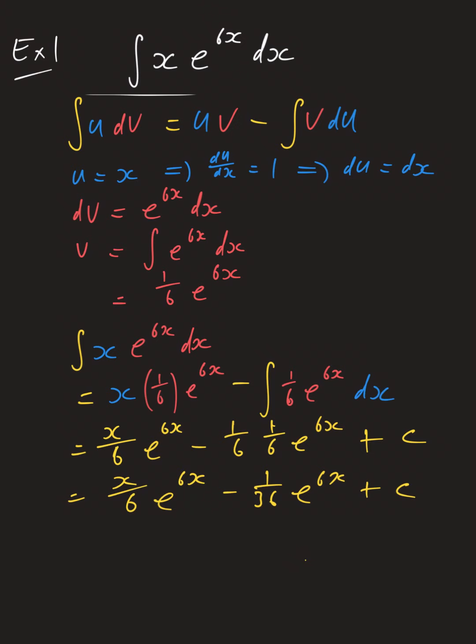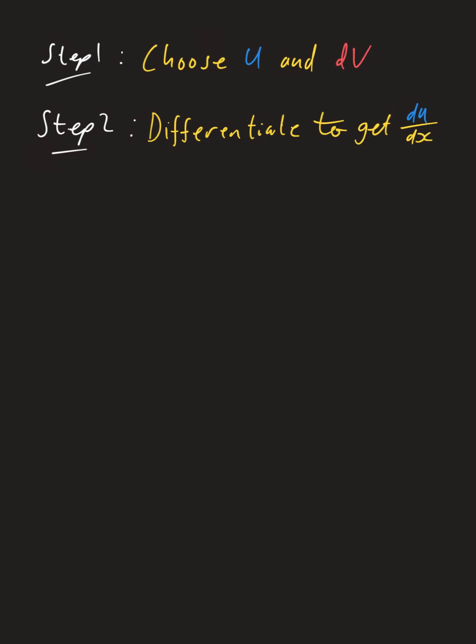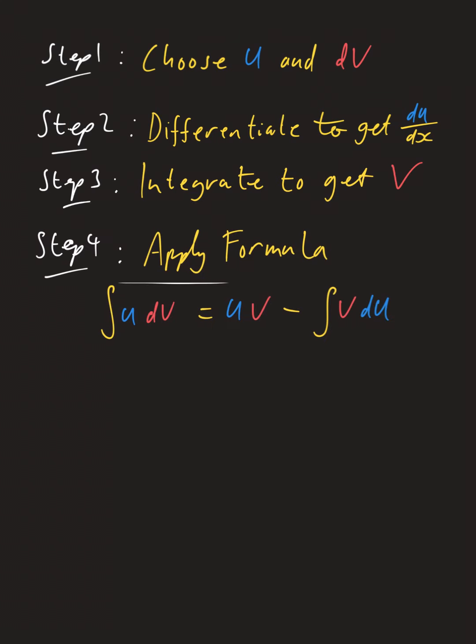So let's look at that step by step. So the first step would be to choose your u and choose your dv. Step 2 is to differentiate u to get du dx. Step 3 is to integrate your dv in order to get v. Step 4 then, you have u, you have v, and you have du, so you can now apply your formula and substitute in all those things into here, and you'll have u times v, something which requires no more integration, minus the integral of v du. So your final step will be to do that integration of v du.